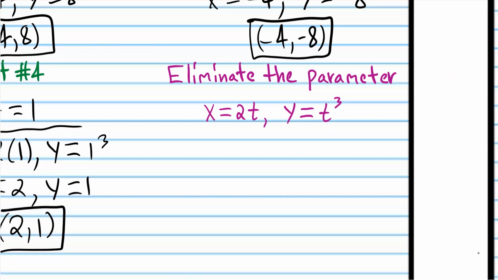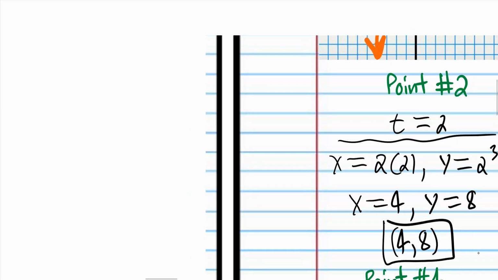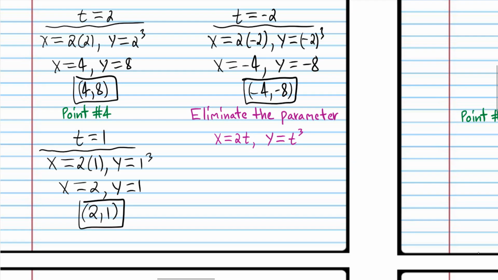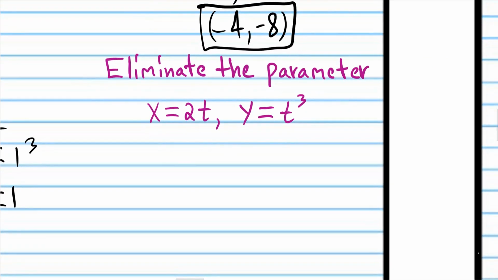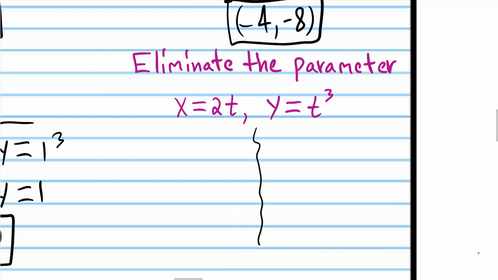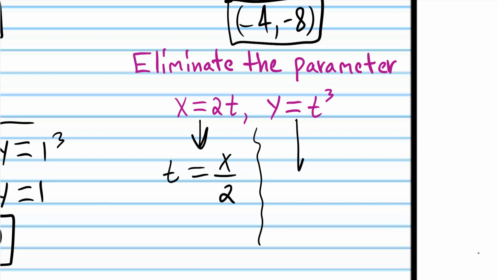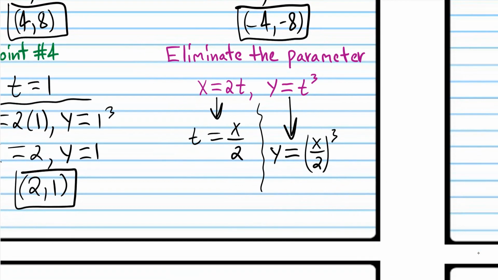So let's go to our equations here, and you can see that in the equation at the left, it's easier to isolate t. We don't want to have to deal with root symbols if we don't have to. So t is equal to x over 2. Then we can just go to the other equation and rewrite it, but instead of t, we write what the first equation tells us that t is equal to, and we end up with that.